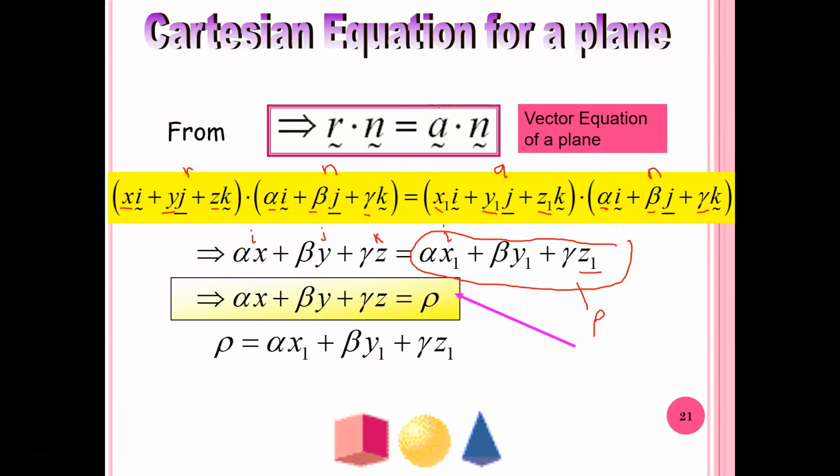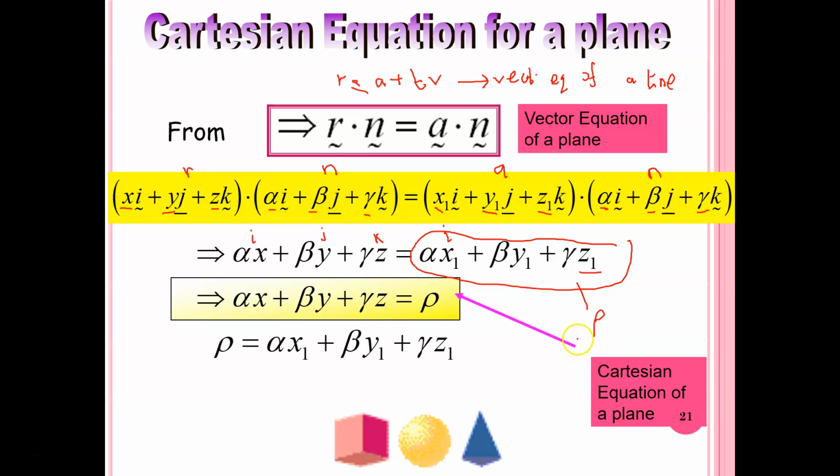Kalau apa tu? Tadi previously we have learned about line. Kalau line, dia R equal to A plus T V kan? This is vector equation untuk line. Vector equation for a line. Okay. But this one is vector equation for plane.